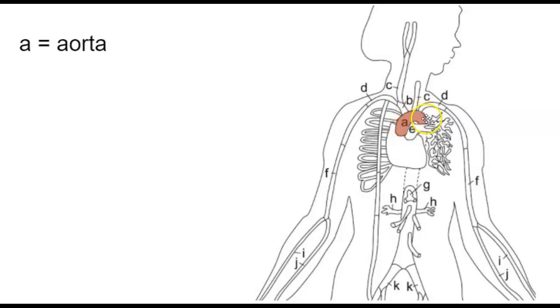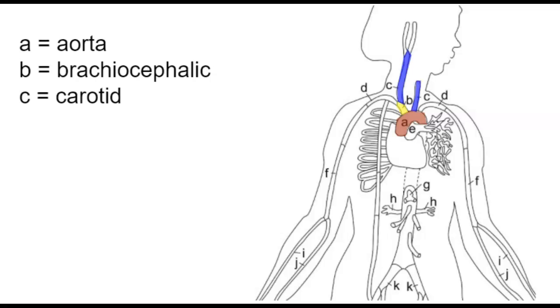So the aorta, remember, that comes out of the heart. It's got all the oxygen-rich blood. B, brachiocephalic. So brachy refers to arm. Cephalic refers to head. So it's kind of in between the arm and the head, but it's the branch off right here. Letter C, carotid artery. This is where you take your pulse. So if you ever see people putting their two fingers along their neck to take their pulse, they're taking their pulse on the carotid artery.